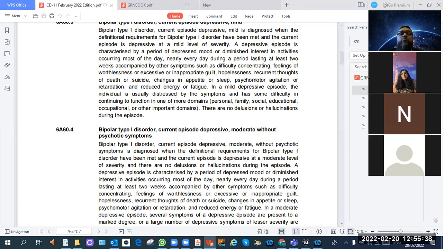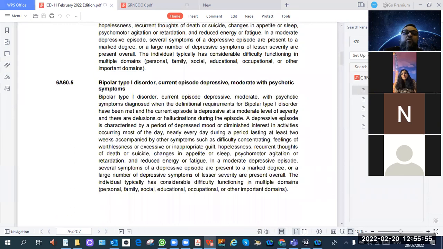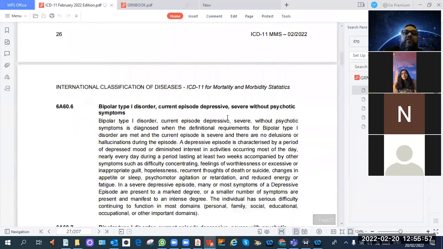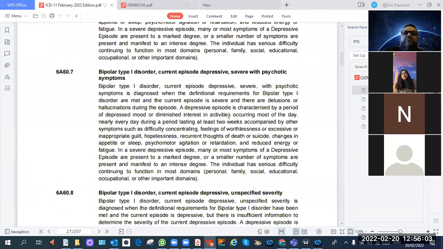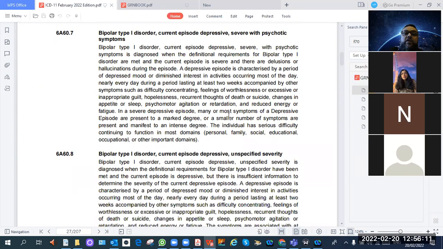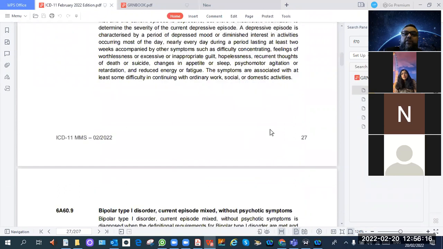So it's an improvement. So we can just say that it is a bipolar, or we come to the recurrent depression and it is a current episode depressive moderate without psychotic symptoms or moderate with psychotic symptoms. Similarly here, episode depressive severe with or without psychotic symptoms. Bipolar type 1, current episode depressive severe with or without psychotic symptoms. So it's severe with or without, or unspecified.